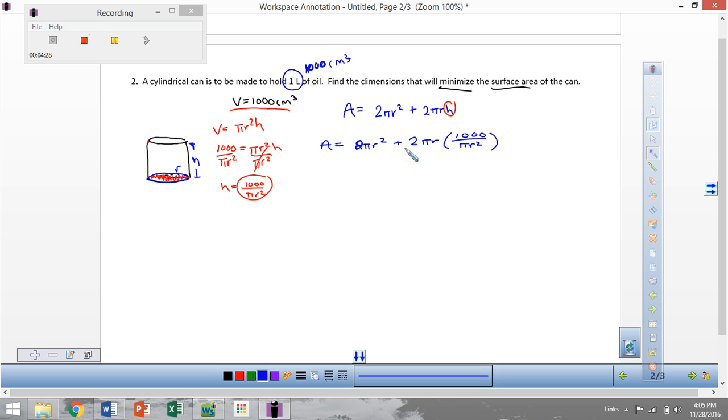Now before you start taking the derivative, obviously you want to simplify this as much as you can before you do that. It makes taking the derivative a lot easier. There's not really anything I can do with this 2 pi r squared, so I'm going to leave it.